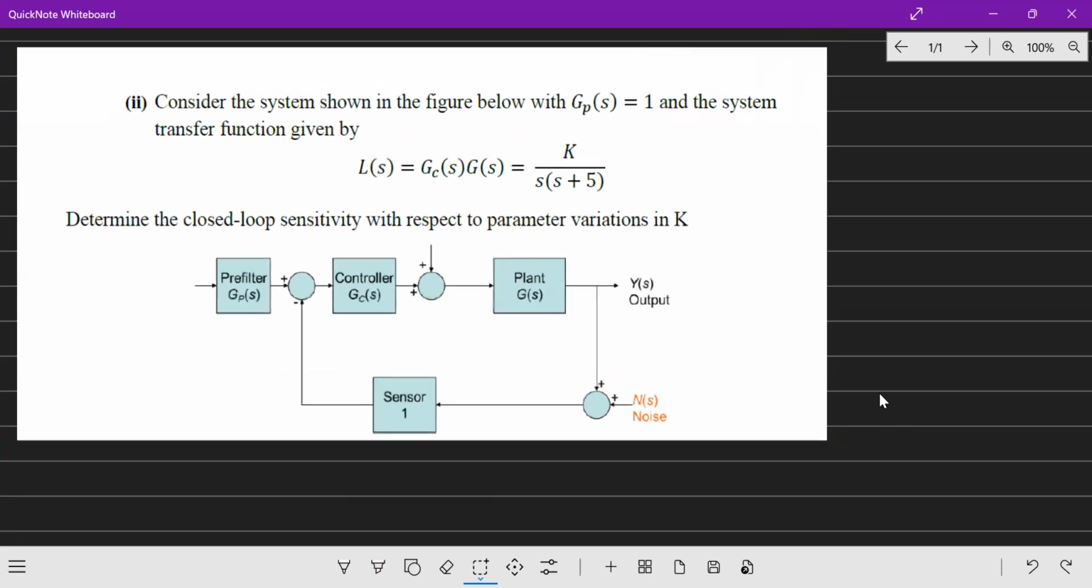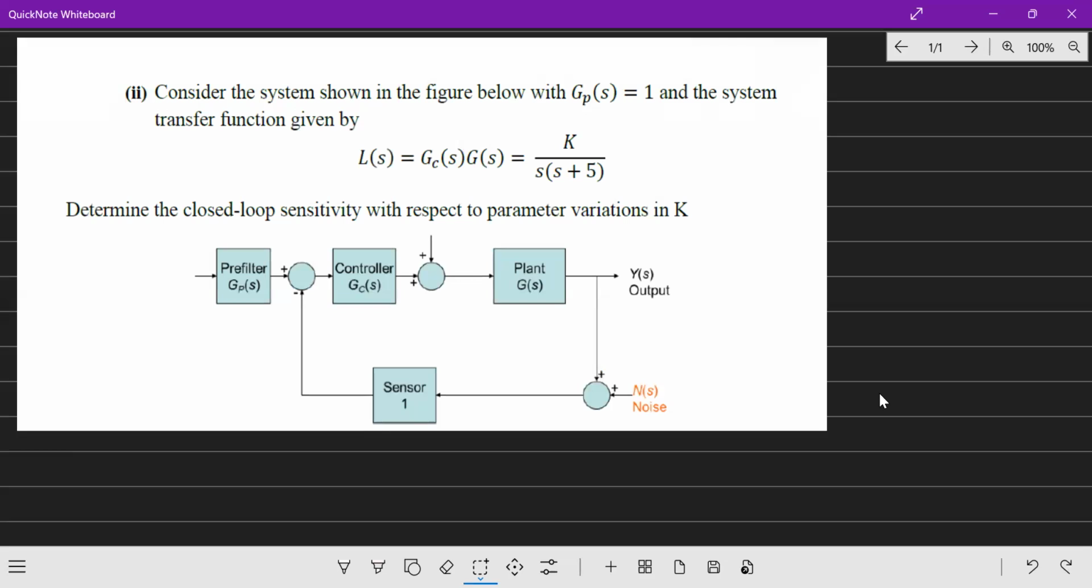Okay. So here's the next problem, guys. The problem says, consider the system shown in the figure below with GP of S equal to 1. And the system transfer function is given by F of S equal to G of S. So this one is simply the open loop transfer function.